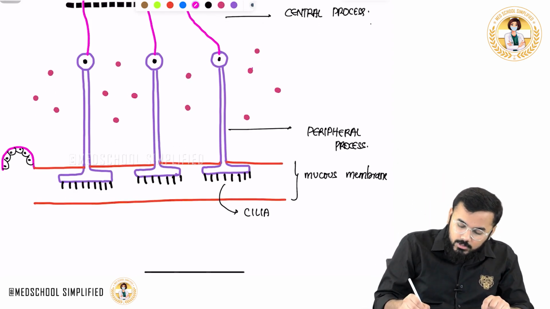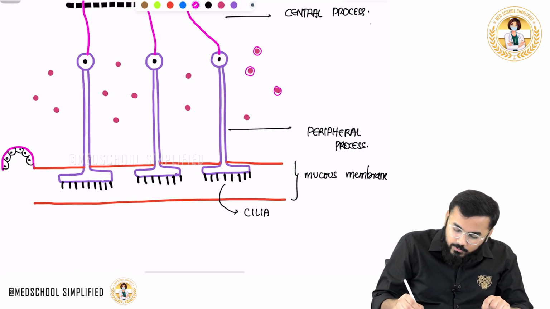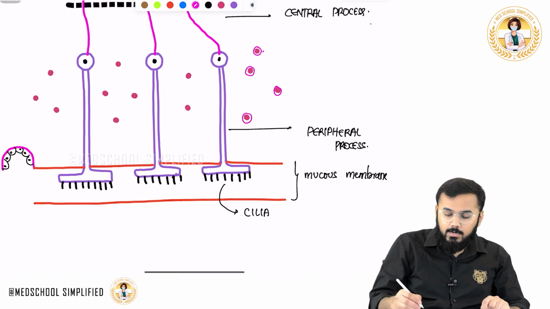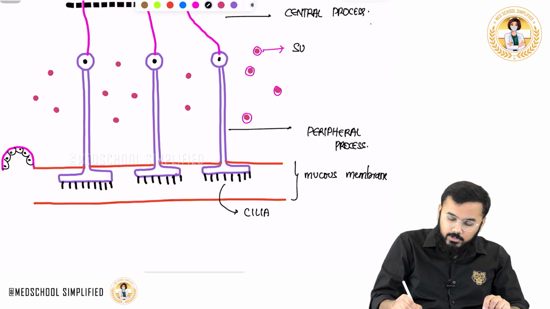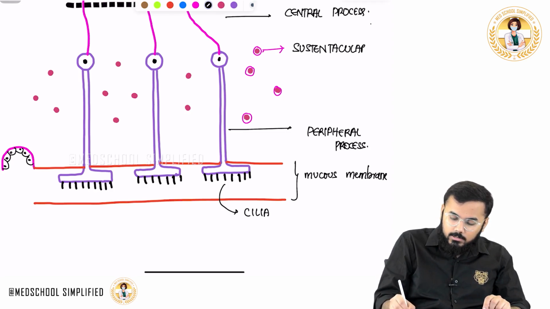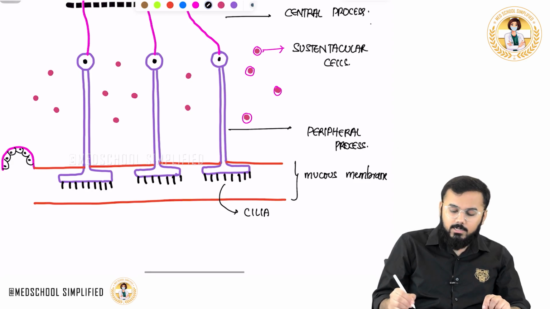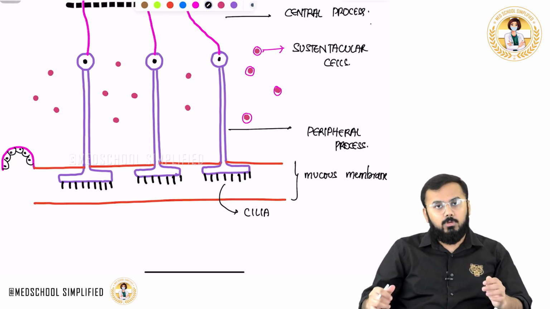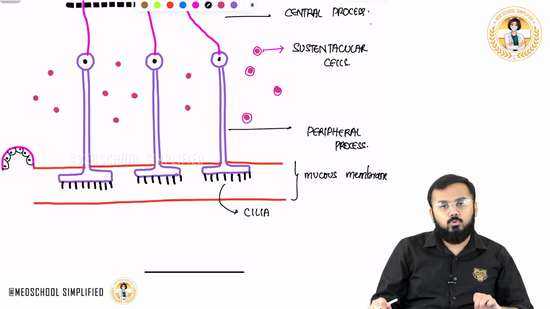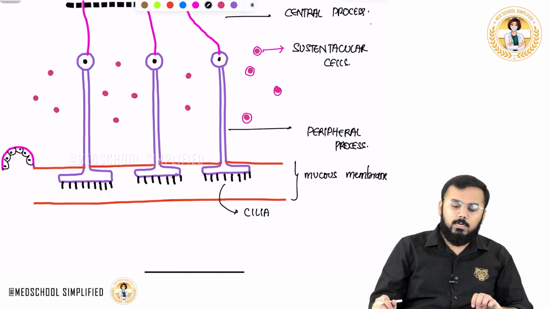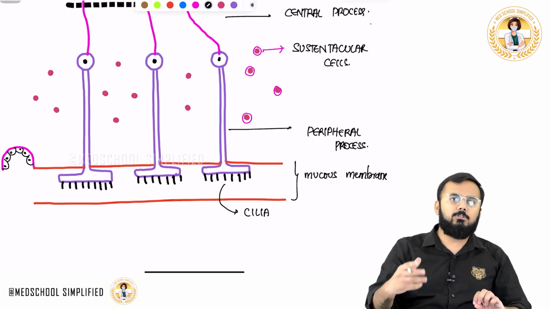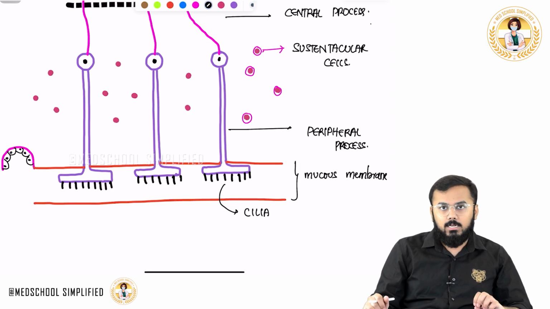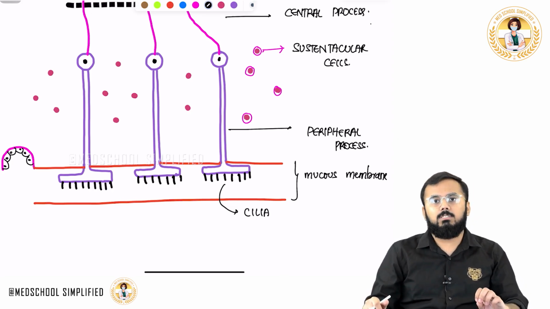Next, the third important thing: you see some important round cells over here. These round cells are called sustentacular cells. What are these sustentacular cells and where are they present? They are present above the mucous membrane, in between these pseudo unipolar neurons. Whenever the pseudo unipolar neurons are damaged, there should be some cells to repair them. These sustentacular cells are responsible for the repair of these cells.